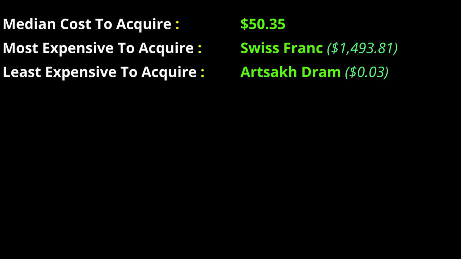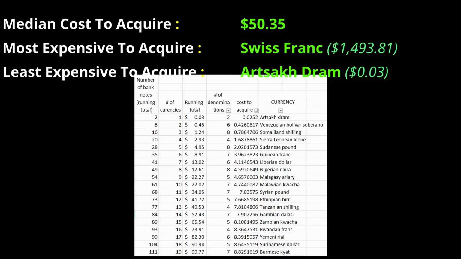Now, let's say that you're not a high roller and you can't afford to drop $15,000 to get the full set. Let's say you only had $100. How many currencies could you buy all the denominations for with that amount? The answer is 19 of them. And you could do it for $99.77. And this would get you a total of 111 different banknotes.